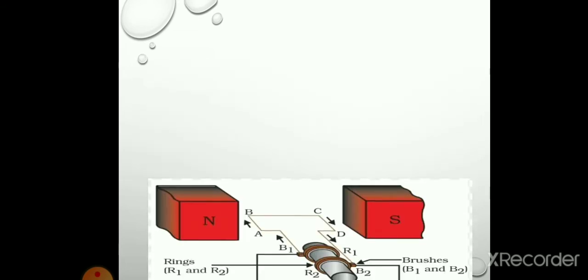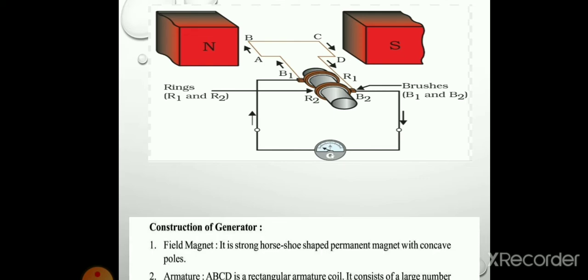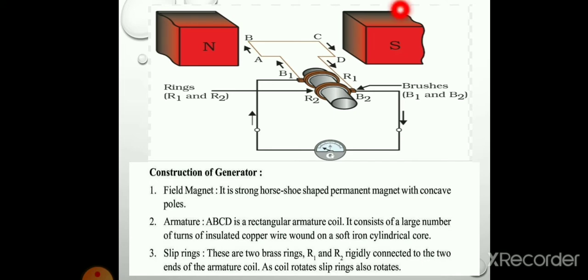Next, let us study how this electric generator is constructed. You can see in the picture here, it consists of a strong magnet which has two poles, a north pole and a south pole. In between, the coil which is called the armature is kept. ABCD is a rectangular armature coil. This coil consists of a large number of turns of insulated copper wire wound over a soft iron cylindrical core. Okay, so this is the armature.